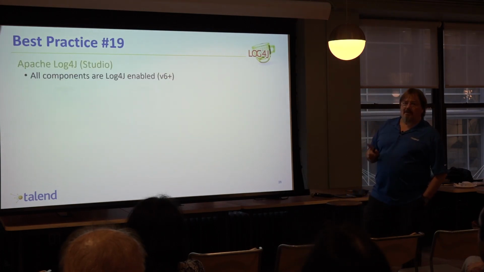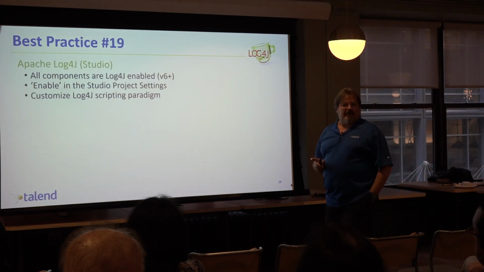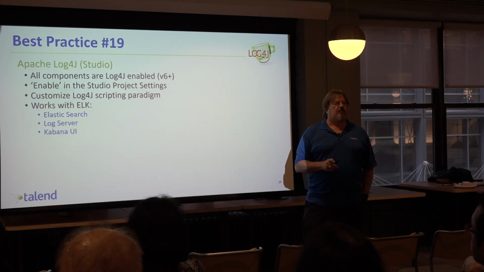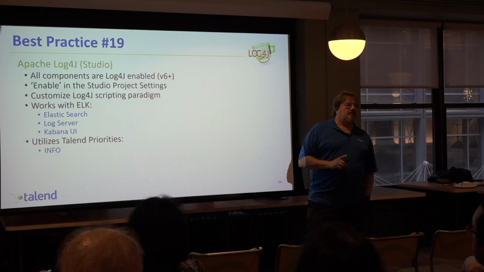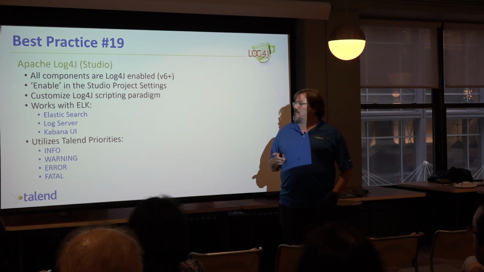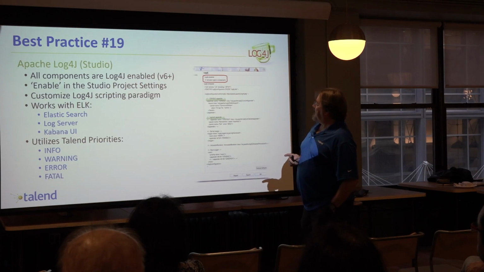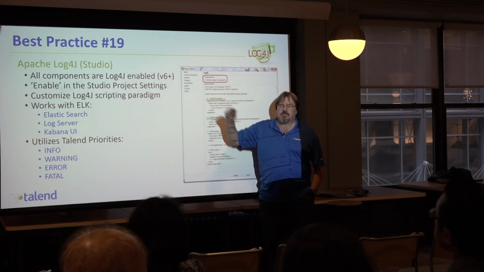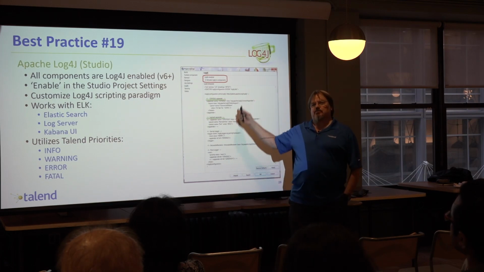Now, we talked earlier about logging, so the next few slides are about logging. As I mentioned, since version 6, we've enabled all components to be log4j enabled. Okay, and by default, they're turned on. Now that means in the project settings section, you'll find a piece called log4j. If you open that up, this is what you'll see.